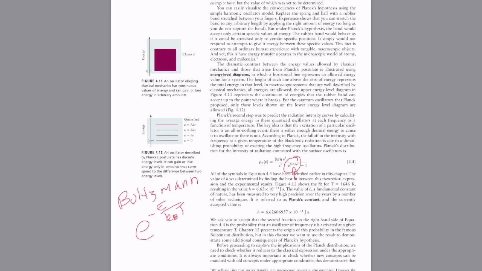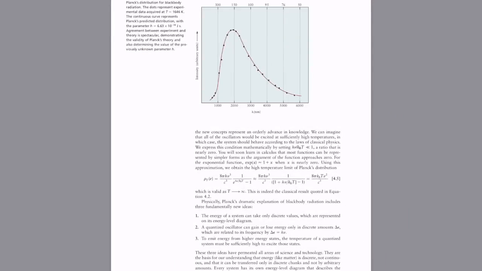Okay, let's keep going. We now get to the black body radiation as fitted by Planck's equation. As you can see, it fits very, very well. And we have here a few explanations. So it says here, number one, the energy of a system can take only discrete values. I think that's an overstatement. Only in certain cases it can take discrete values.